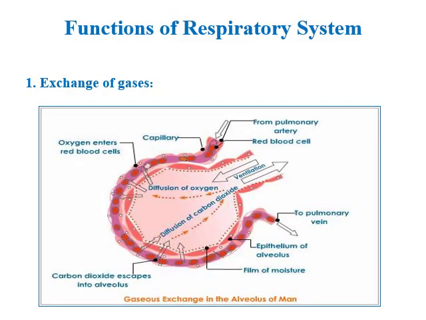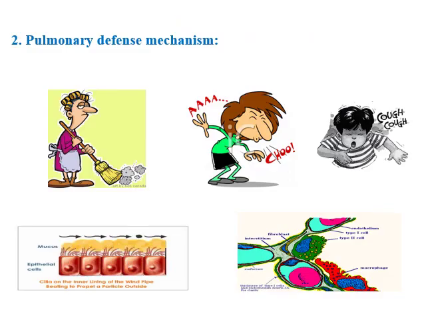What is the function of the respiratory system? Number 1, the exchange of gas between the air and the blood, and this is done by simple diffusion. Number 2, the pulmonary defense mechanism. This occurs against dust particles and microorganisms such as bacteria and viruses, and it's carried out by the nasal hair, the presence of mucus, and the movement of the cilia in the air passage.